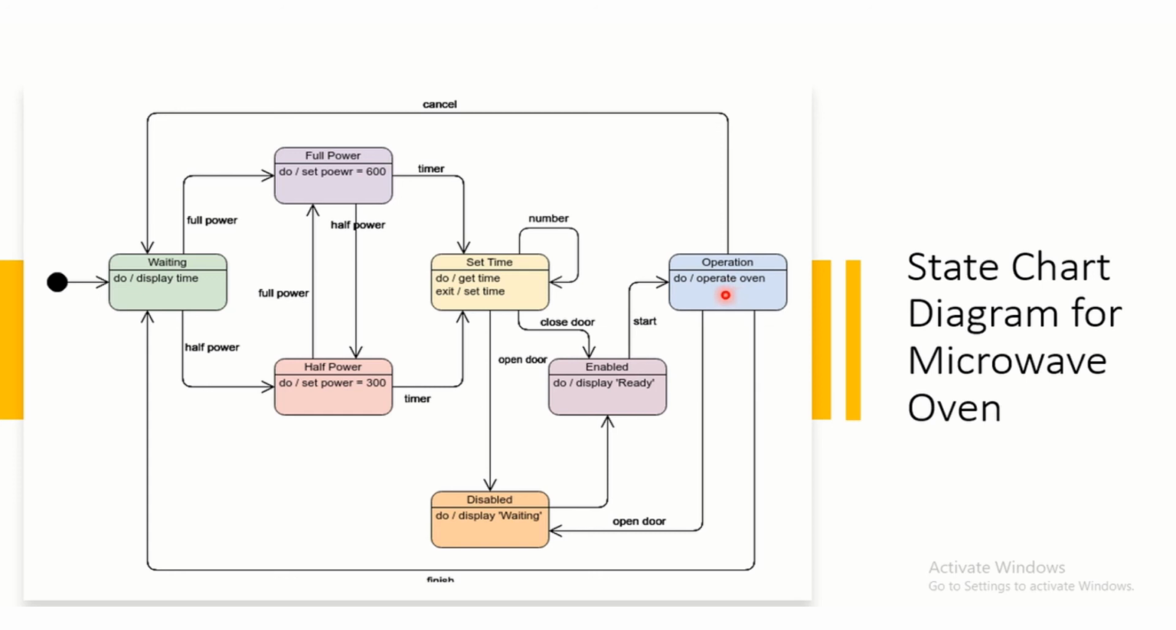Here we have two options. We can open the door, so it will move towards the disabled state, or we can go towards the finished state, and then the waiting state will be reached again, or we can cancel the operation to move towards the waiting state again. So this is the state diagram for the microwave oven.